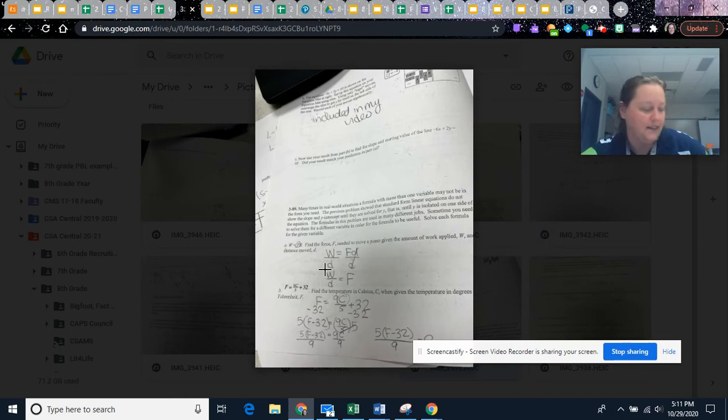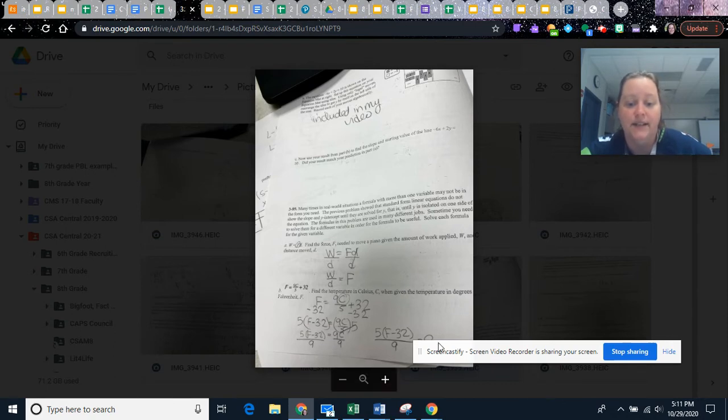So the first one has W equals FD, and it says find the force needed to move a piano given the amount of work applied, W, and distance moved, D. So at the very beginning, it says find the force. So what that means is you want to get F by itself. So I've circled it so we know that our goal is to get F on one of the sides of the equation by itself. So if I have W equals F times D, well, the opposite of times is divide. So to get F by itself, we're going to have to divide both sides by D. So then you have your force equals your work divided by distance.